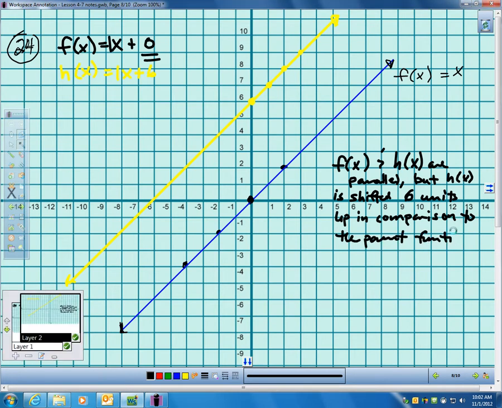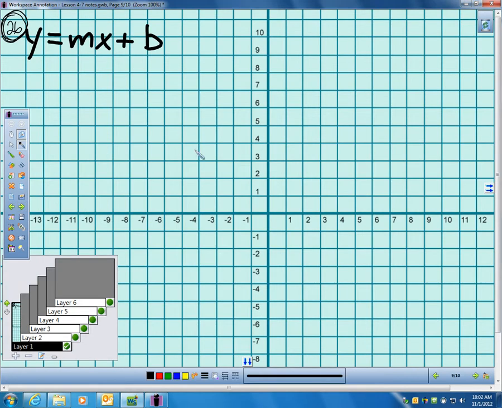So I just wrote a comparison as they asked me to. All right, I think you can see that there. Let's do another one, 26. Remember, here's my slope-intercept form. This is just a little review. I think we have this down, though.